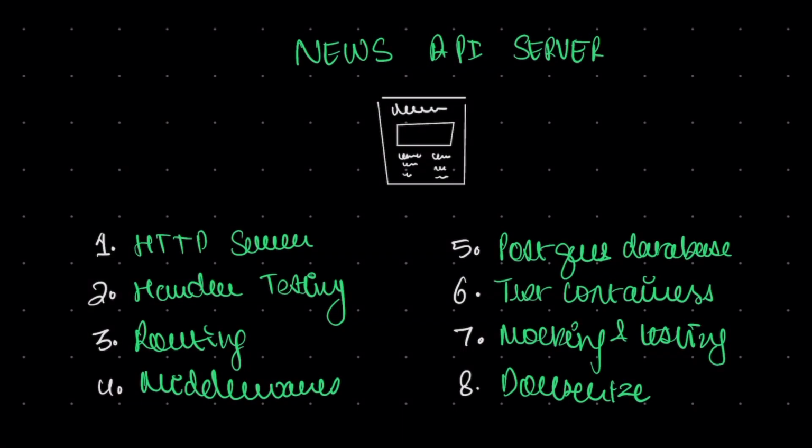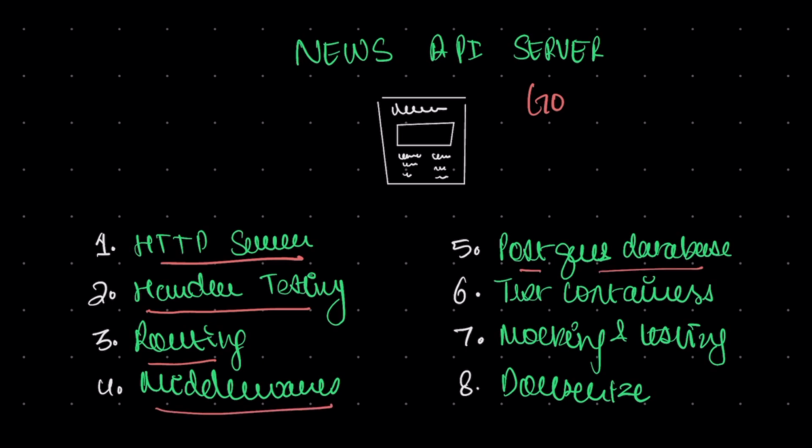We will be using Go to build our news API server. Through this project, we will be learning how to set up an HTTP server with Go, having HTTP handlers and testing them with unit tests, routing different requests to different handlers, and middlewares. Later on in this project, we will be using a Postgres database to store our news data. Then we will also use test containers to test our database operations. We will also look at mocking and testing with mocks. And finally, we will Dockerize our application so that it can be deployed on a cloud infrastructure.